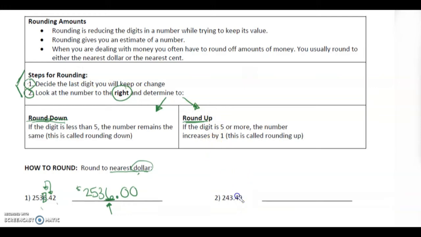Okay, on the second one, I'm actually going to change this to a 5. I want you guys to be exposed to different numbers. So we have 243.59. I'm just rewriting it. So we want the nearest dollar, which is here. So take a look on the right. The 5. Is the 5 less than 5 or 5 or more? Well, it's definitely 5 or more. So we're going to round up. So the 243, that 3 digit rounds up to 244.